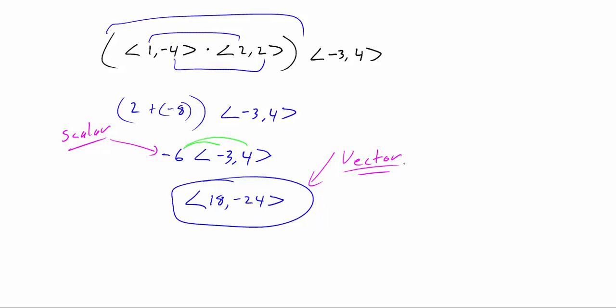And you probably can make a conclusion here. If you multiply an even number of vectors, you will have a scalar, and if you multiply an odd number of vectors, then your answer will be a vector.